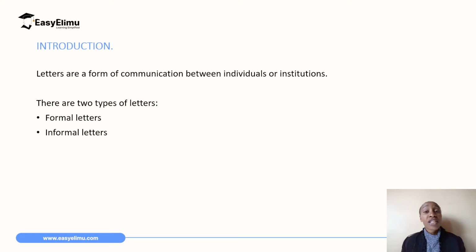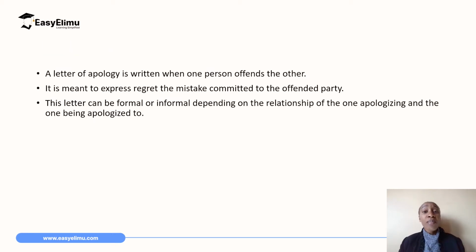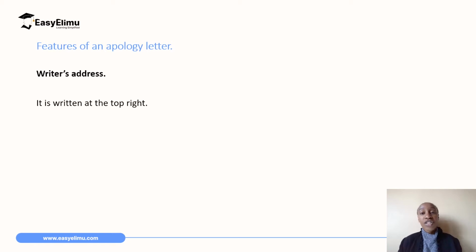And there are two types of letters: formal letters and informal letters. An apology letter is written when one person offends another person, but it can also be written on behalf of someone. For example, if your school is hosting a games tournament and another school comes and the students from this other school misbehave, the game's HOD can write an apology letter to your game's HOD apologizing for the misconduct of their students. So what are some of the features of an apology letter?